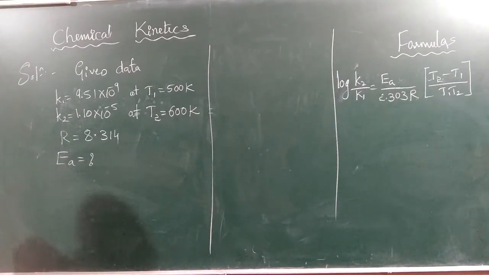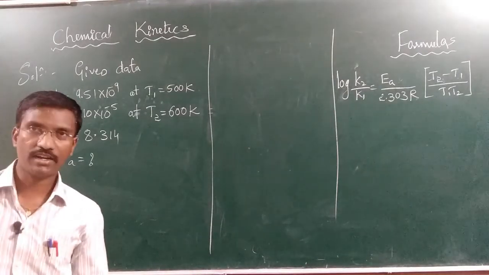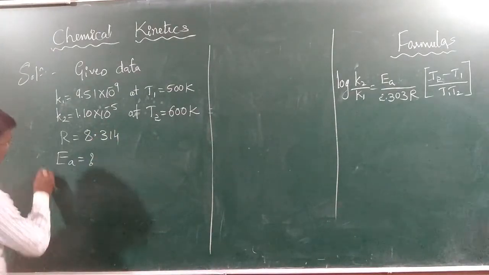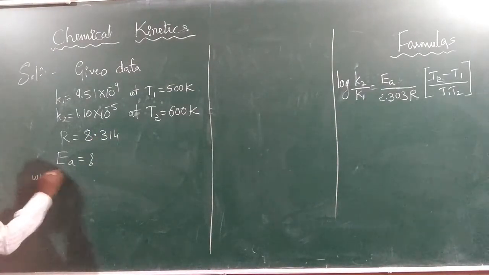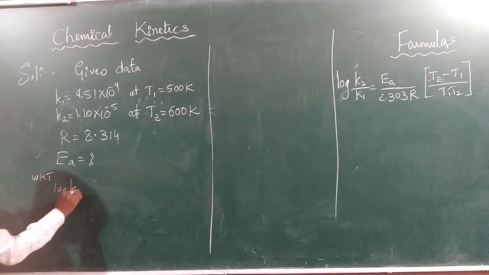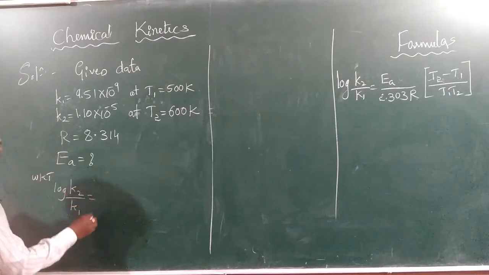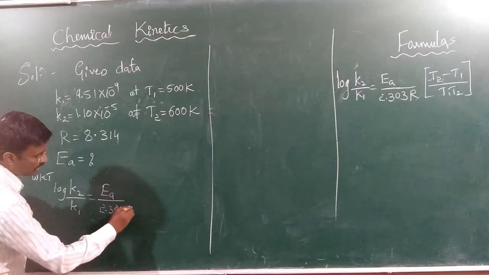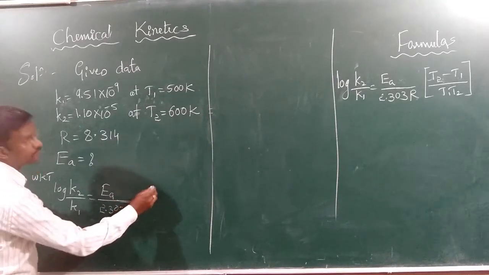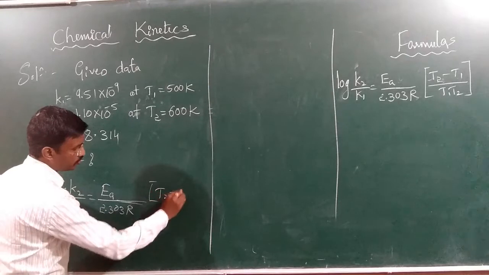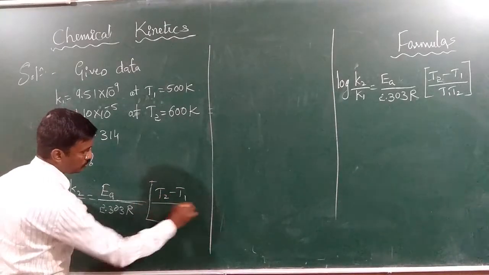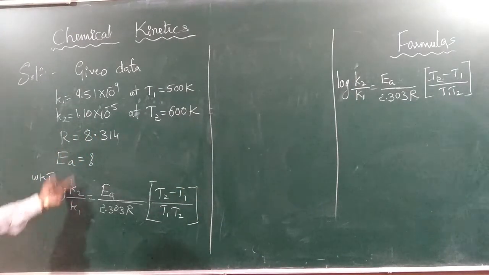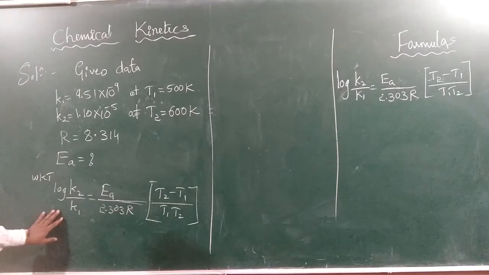So this is the initial step, first step, writing the given data. And next we will move to the formula. So let's write. We know that log K2 upon K1 is equal to EA divided by 2.303 R into (T2 minus T1) whole divided by T1 into T2. So we will substitute the K1, K2, T1, T2 in this formula.